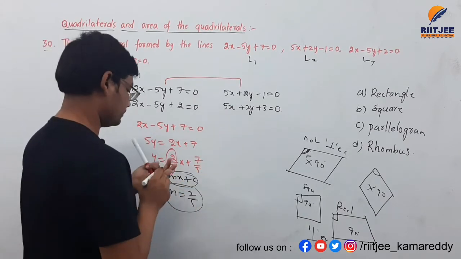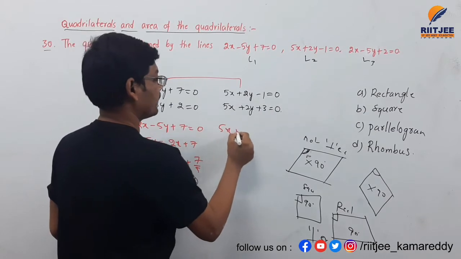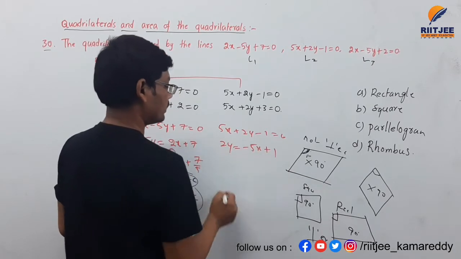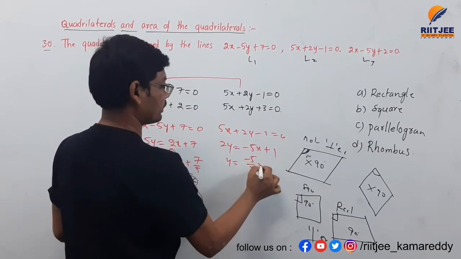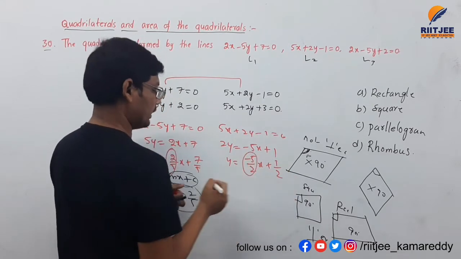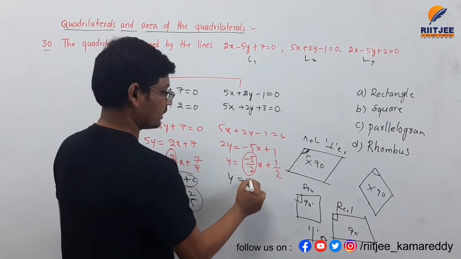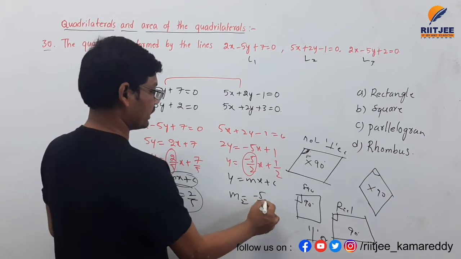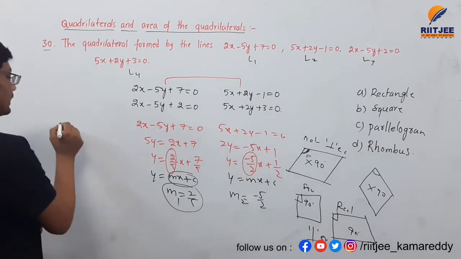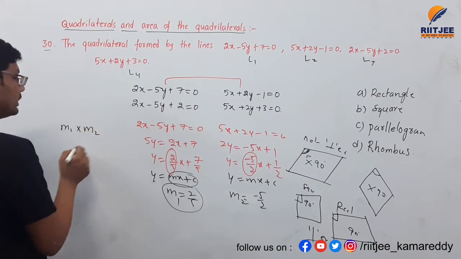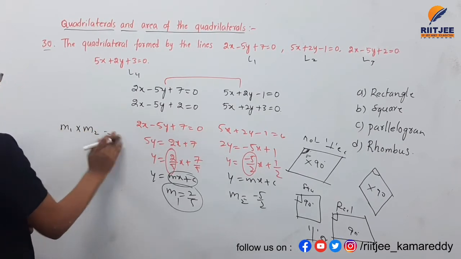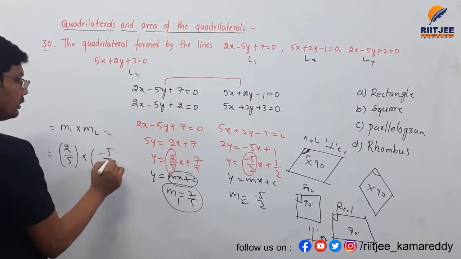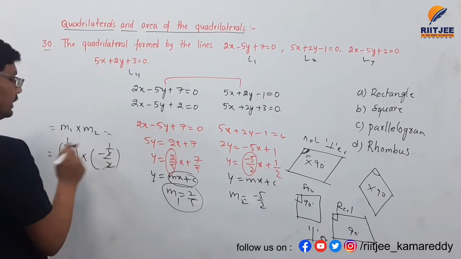And similarly for this one, 5x plus 2y minus 1 is equal to 0. I want only 2y is equal to minus 5x plus 1, so y is equal to minus 5 by 2 x plus 1 by 2. If you compare this equation with y is equal to mx plus c, so m is equal to minus 5 by 2. Here this is m1, this is m2. The product of m1 and m2, I am multiplying here. m1 is equal to 2 by 5, and m2 is equal to minus 5 by 2. 2 cancels 2, 5 cancels 5, 1 into minus 1, minus 1.